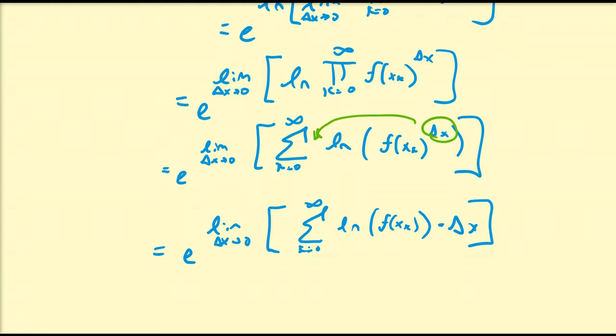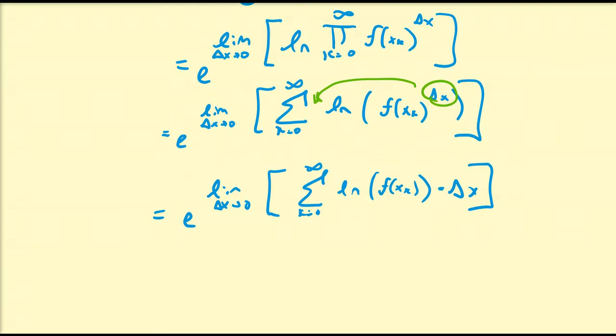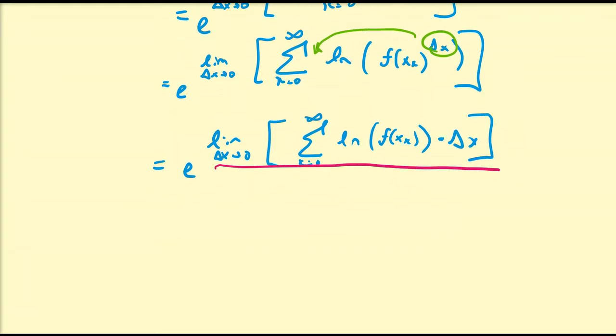And what is this the definition of? Well, this precisely is the definition of a Riemann sum, or a Riemann integral. So this expression is the same as e to the integral from a to b of the natural log of f of x with respect to x. And here dx is multiplied by the sum and not raised to the power.